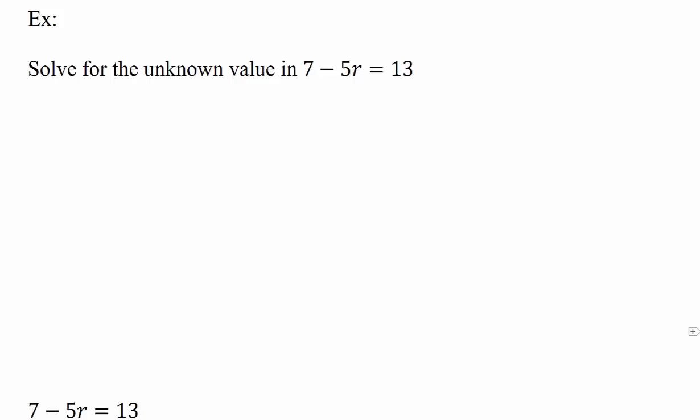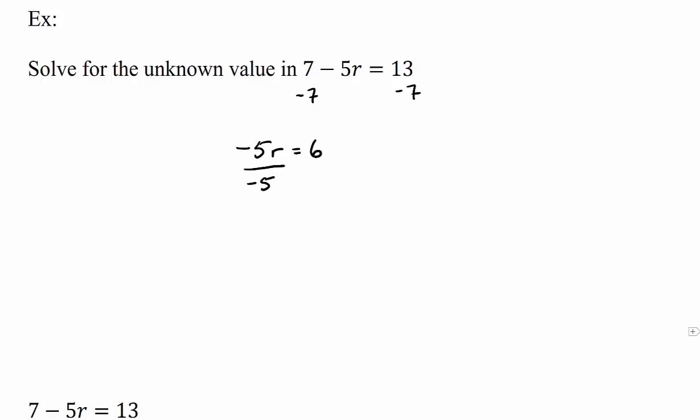So looking at the next one, I've got 7 subtract 5r is equal to 13. First thing I'm going to do is get rid of this 7. It's attached, it's a plus 7, so I'm going to subtract 7 from each side. On the left-hand side, I'll now be left with minus 5r, and then 13 take away 7 is going to be 6.